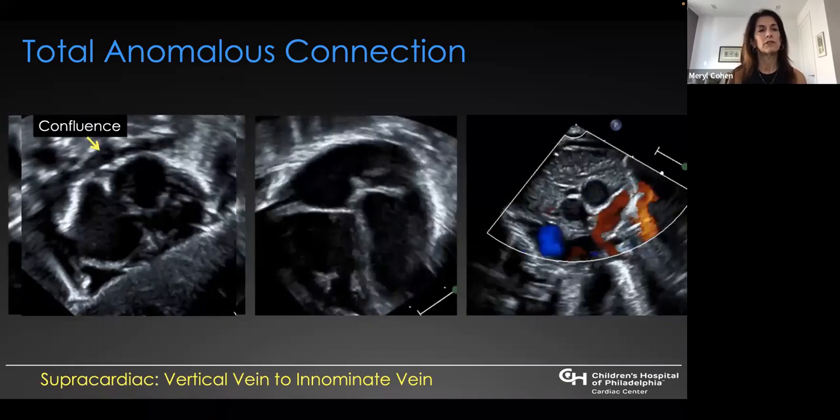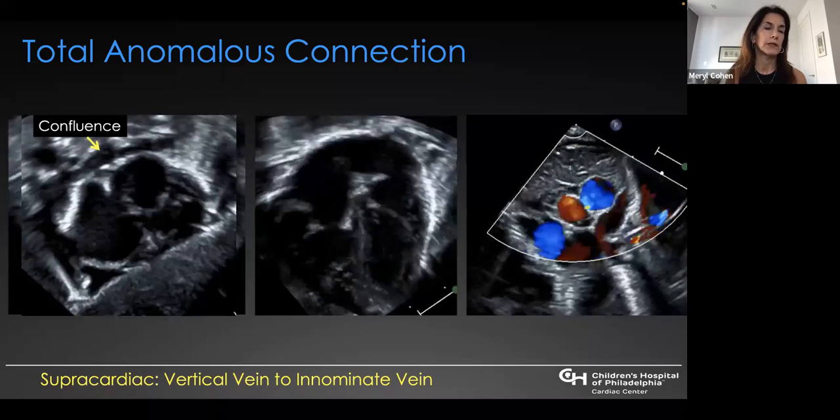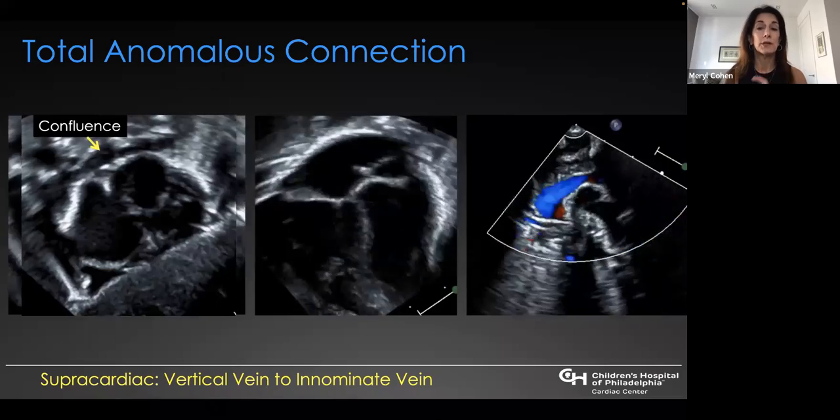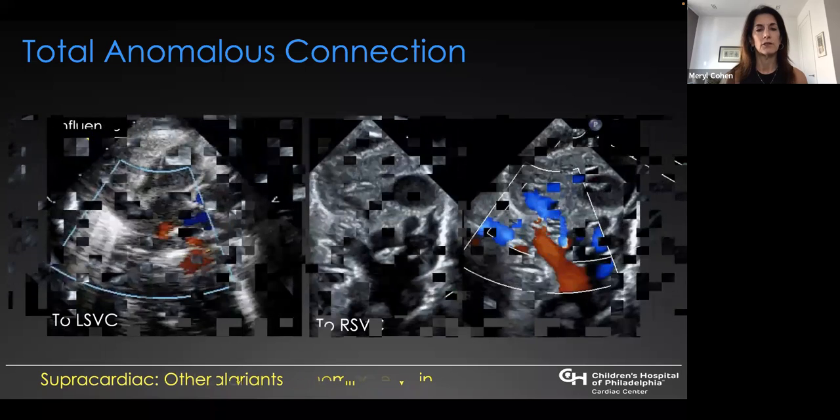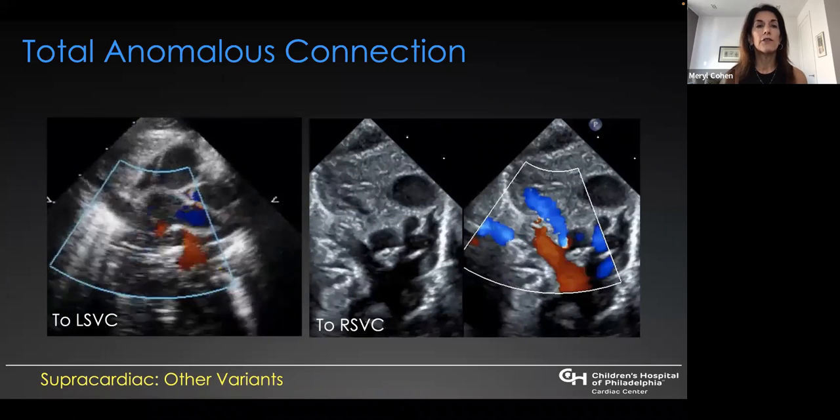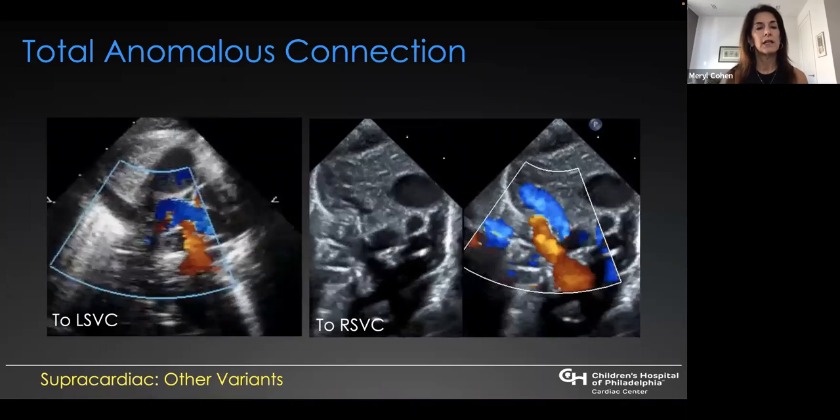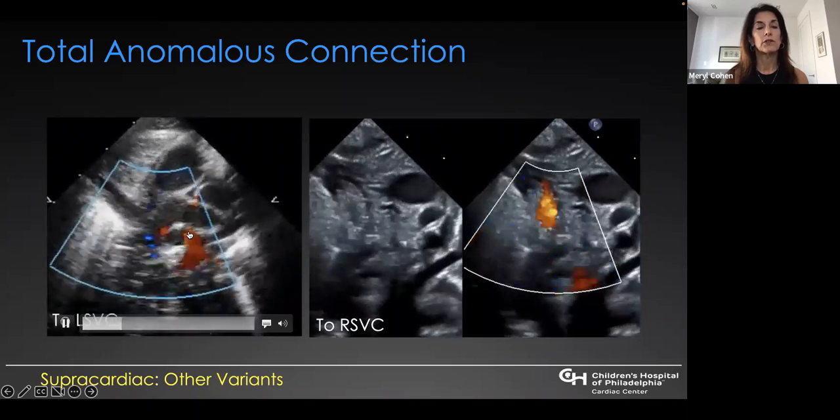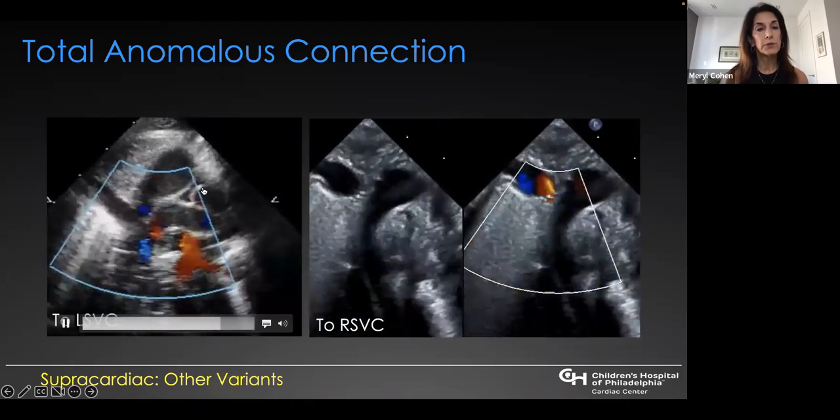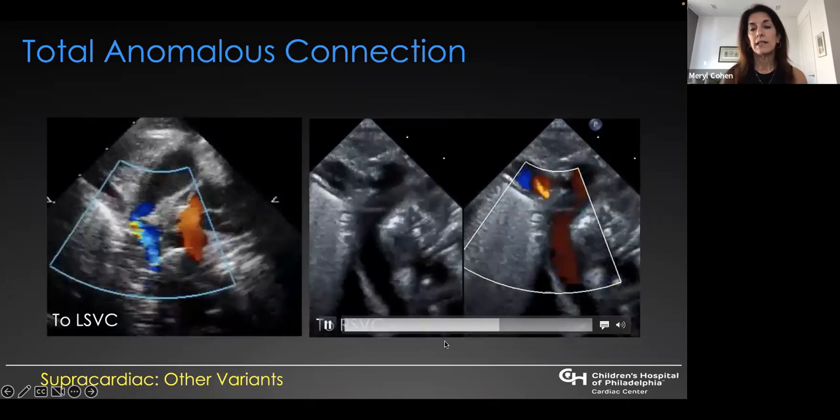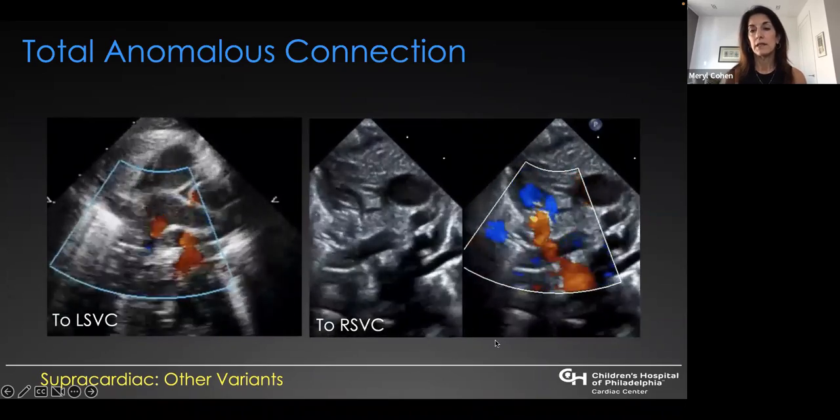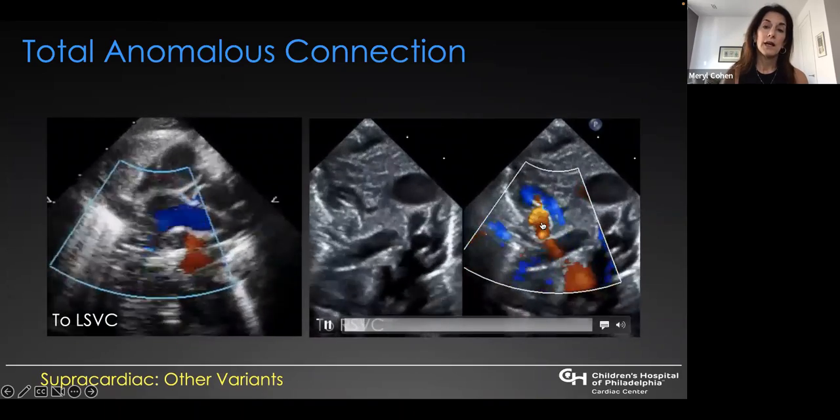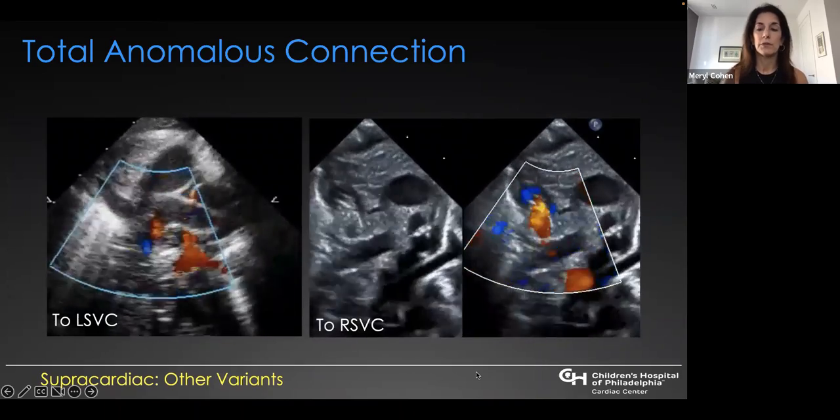And here's just a still frame showing you that confluence directly behind the left atrium. It's important to determine the difference between the confluence and the pulmonary arteries in this situation. And here are some other variations of supracardiac veins. Here is an example of the confluence making its way to a vertical vein, which connects to a left superior vena cava. And here on the right side of your screen, you can see the confluence here crossing over to the right and making its way over to the right superior vena cava.